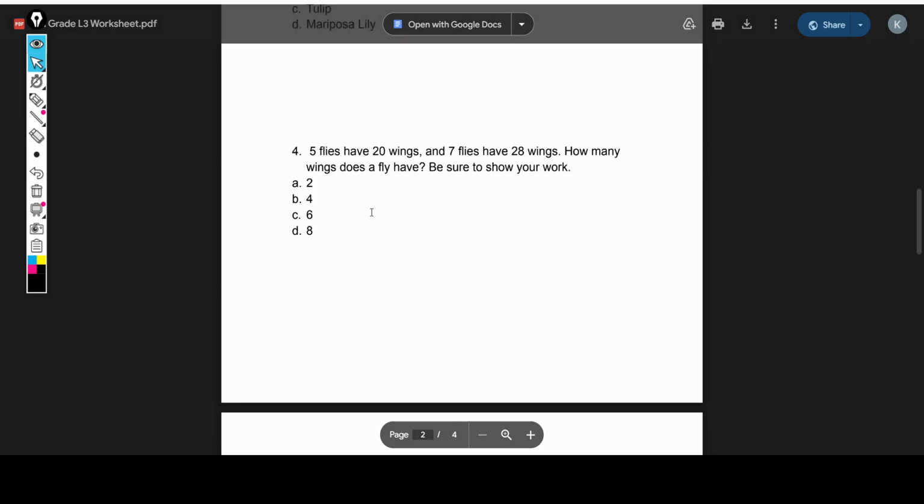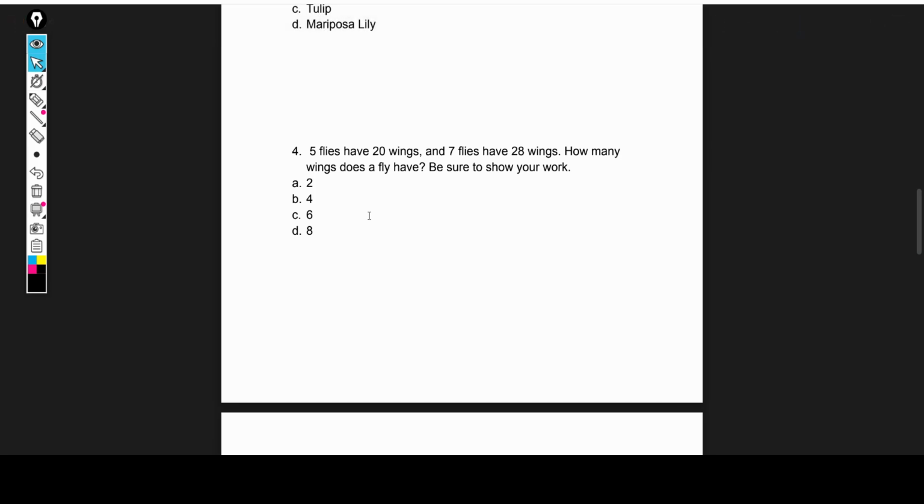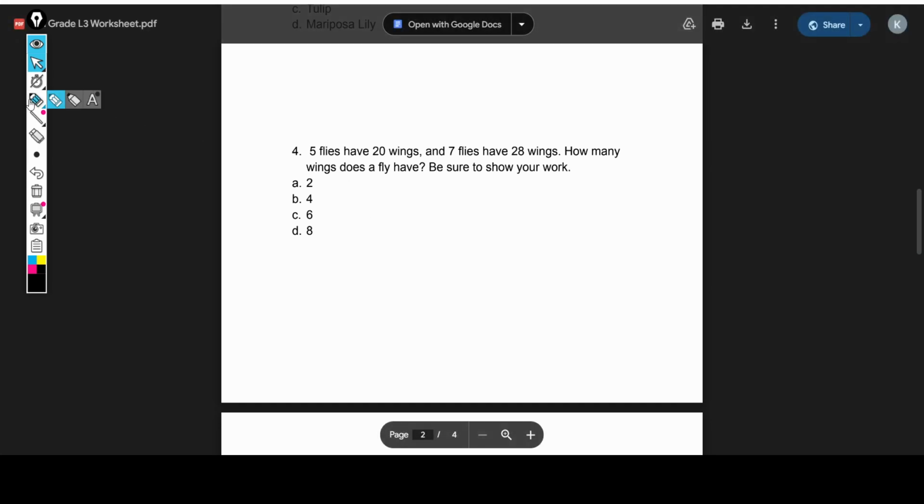Moving on, we have these questions not related to the graph. So 5 flies have 20 wings and 7 flies have 28 wings. How many wings does a fly have? Be sure to show your work. So for this problem, we're assuming that all the flies have the same number of wings. So we divide 20 by 5 because we're trying to find how many wings there are per fly.